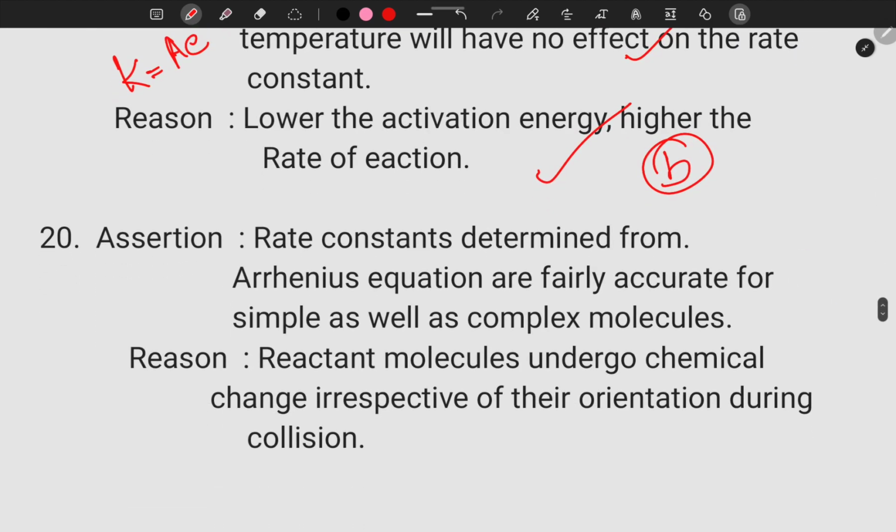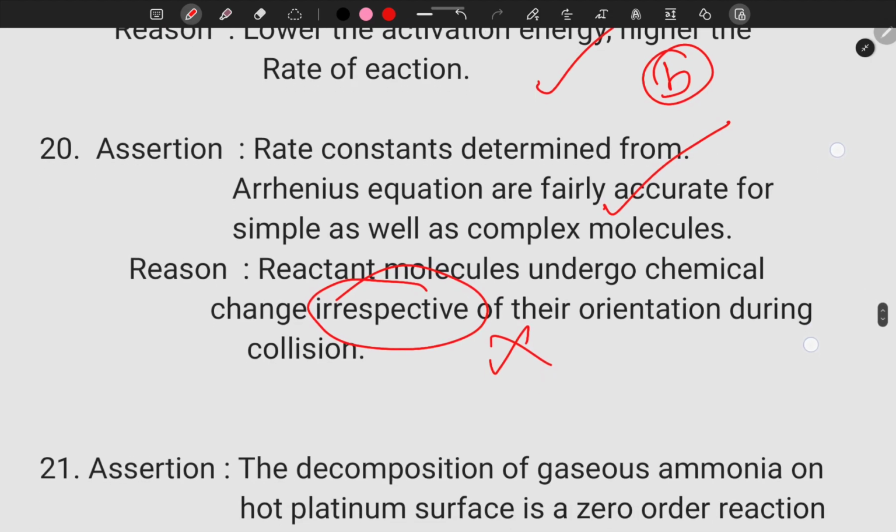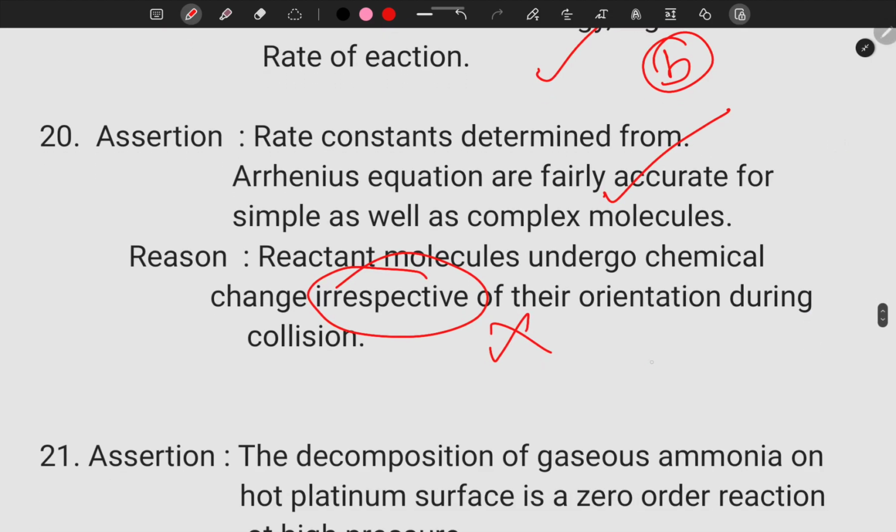Then 20th question, rate constant determined from Arrhenius equations are fairly accurate for simple as well as complex molecules. That statement is correct because we know according to Arrhenius equation for the formation of product, the molecule should have proper orientation and sufficient kinetic energy. So that statement is correct statement. Then reason, reactant molecules undergo chemical change irrespective of their orientation. That's wrong statement. Only the molecules with a proper orientation can take part in reaction. So our option is C, assertion correct and reason wrong.